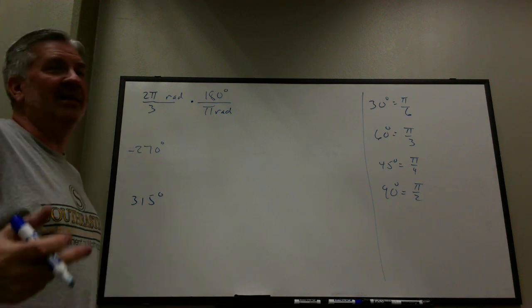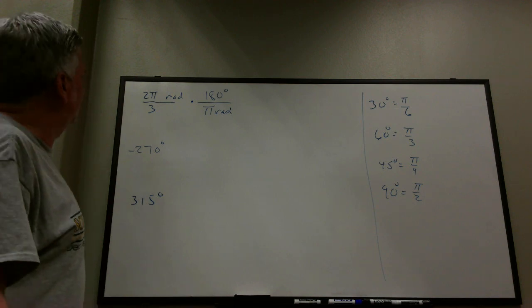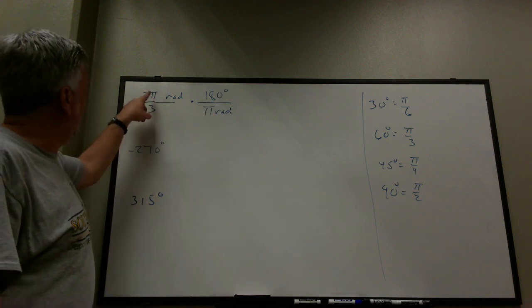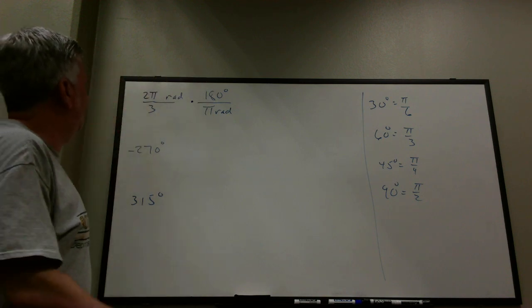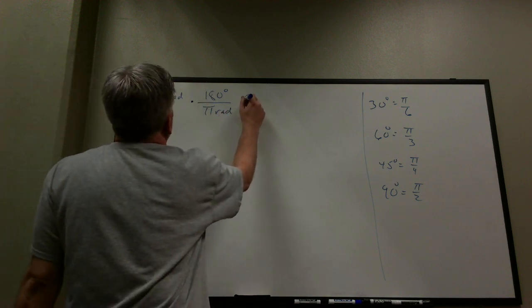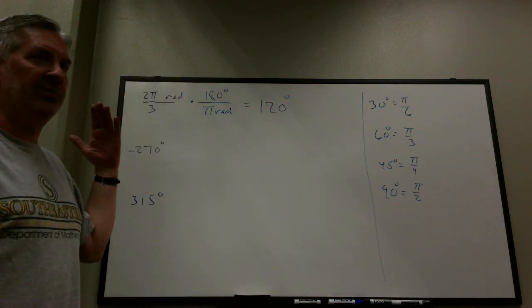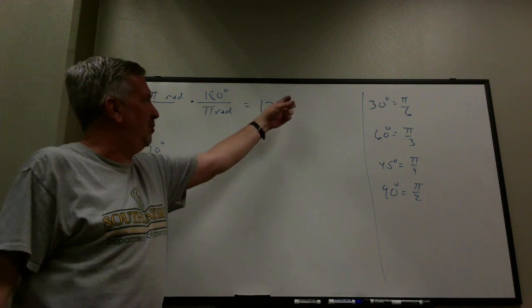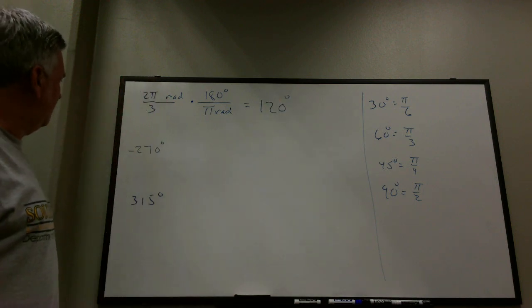Just like 3 feet is in a yard, or 60 seconds is in a minute, 60 minutes is in a degree. Notice the radians units cancel, the pi's cancel. So if you do 2 times 180 over 3, you're going to get 120 degrees. Now don't forget your degree signs. The whole point of this problem is converting units, so it's important to have your degree units here when you mean them. Okay, let's do the next problem.